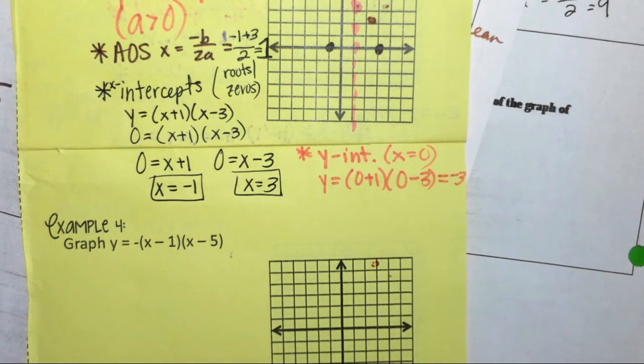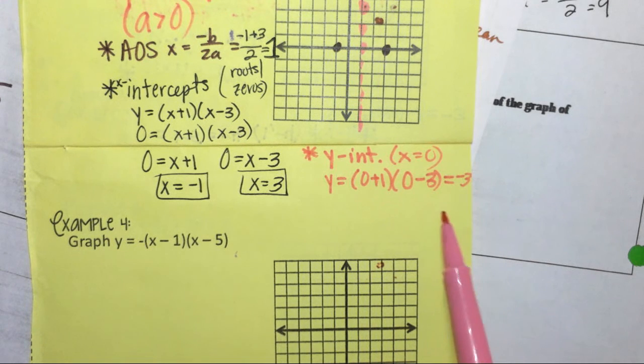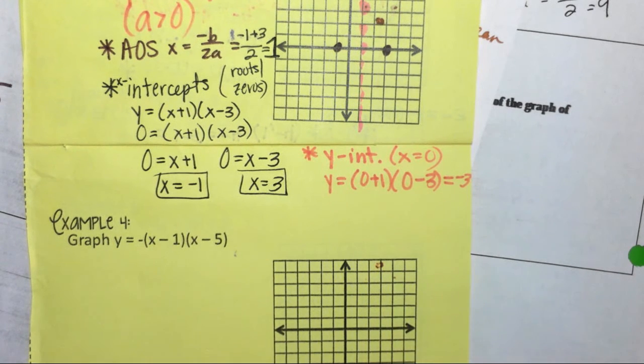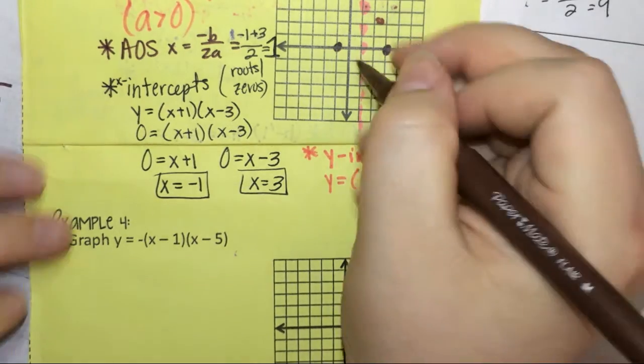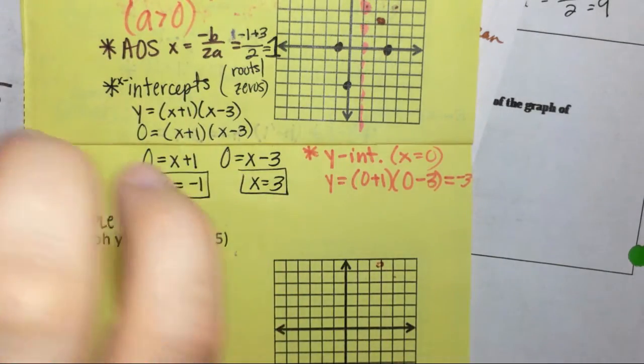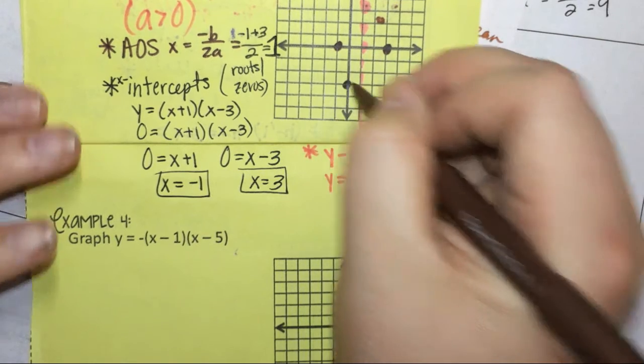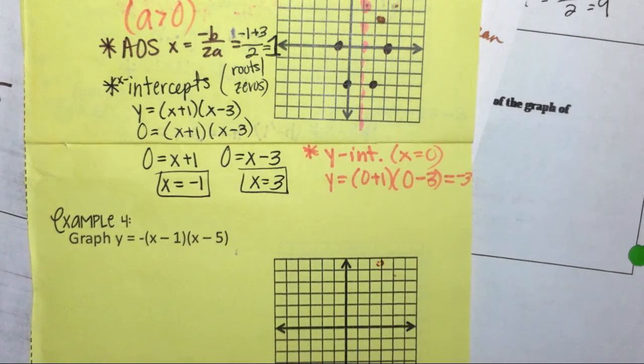Again, I plugged in 0 for the x's into my equation. So I have 0 plus 1, that's just 1. 0 minus 3, that's negative 3. 1 times negative 3, negative 3. So I know my graph crosses that y-axis at negative 3. But again, this is a parabola, and it's symmetric. So I know if there's a point here, there's got to be a point there too.